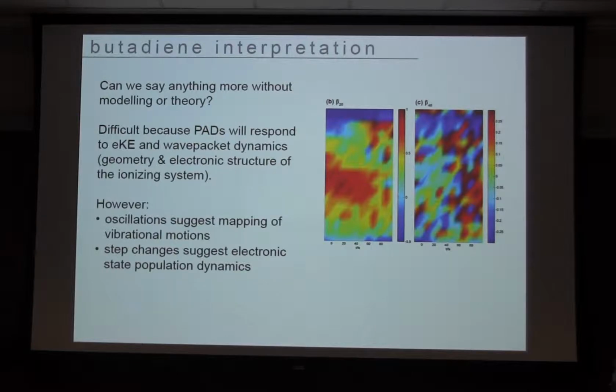And so, can we say anything more about that? Again, the real question is, if you measure this experimentally, is there much more you can say, or do you really need to go and do a full theoretical treatment? From the timescales, you can at least say that these oscillations suggest some mapping of vibrational motions, and the step changes suggest that we're seeing the electronic population dynamics there, because we expect that to give a significant difference in the angular distributions.